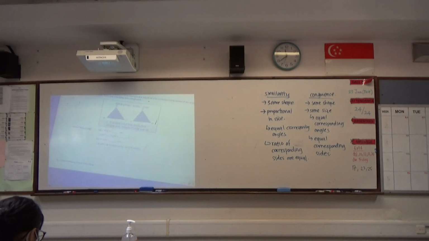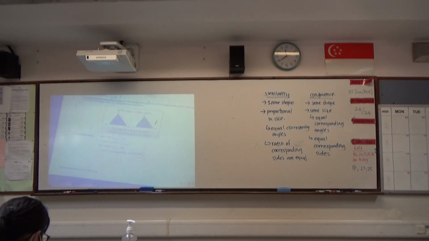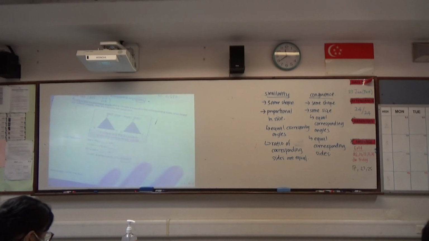Just now I forgot to mention and emphasize the need to write down the test that you are using to prove congruency or later on similarity.